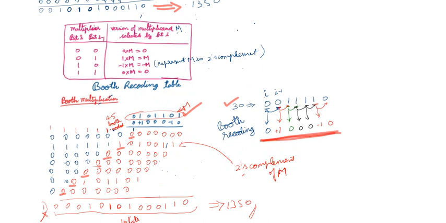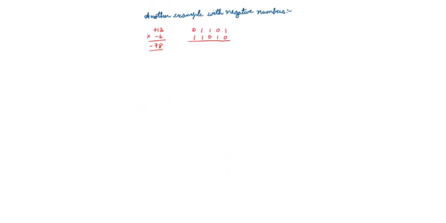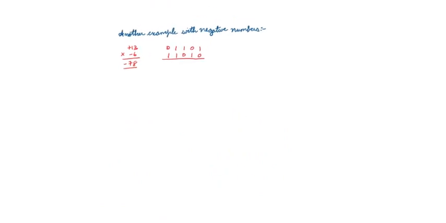Now we will look at another example. This example will wind up. We are taking the numbers 13 and -6. Number 13 we represent in binary, which is 0 1 1 0 1. For -6, this is the binary representation in 2's complement form. To get an idea, represent 6 in 5 bits: 0 0 1 1 0.